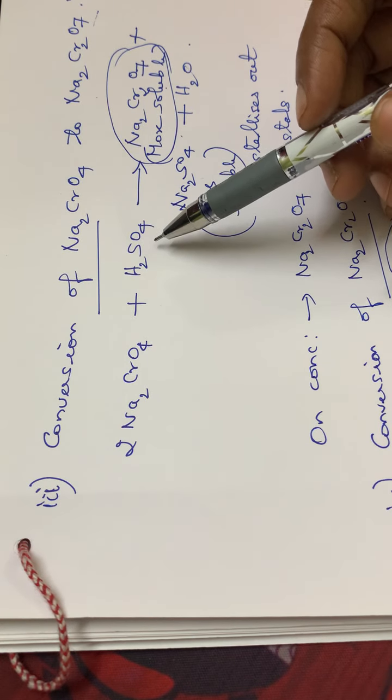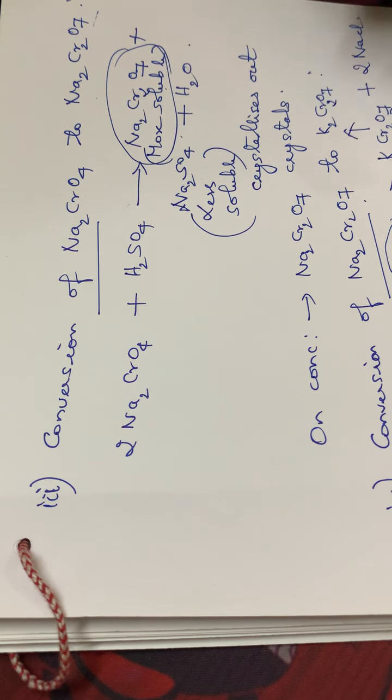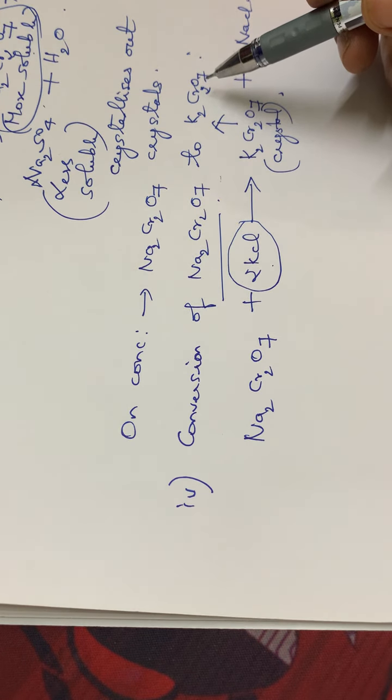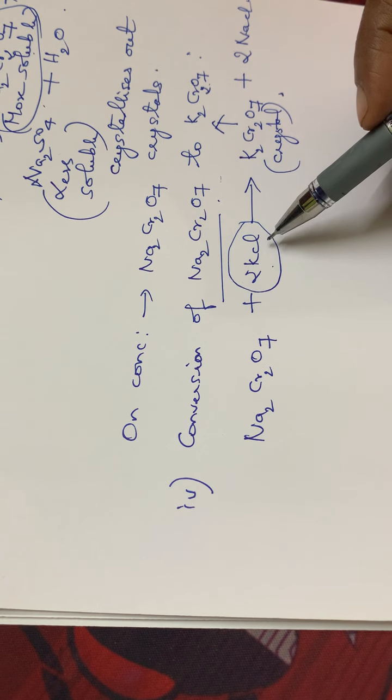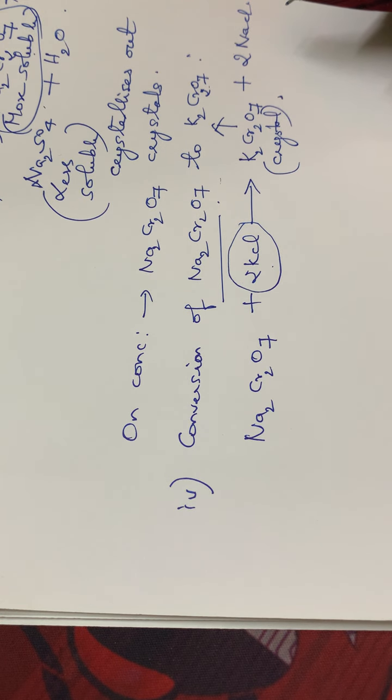For that we are using the reagent sulfuric acid. Then in the last step, sodium dichromate is converted to potassium dichromate by using KCl. So this is about the manufacture of potassium dichromate.